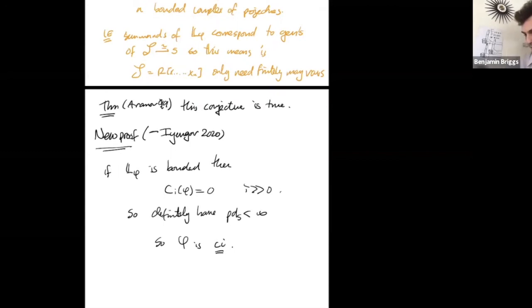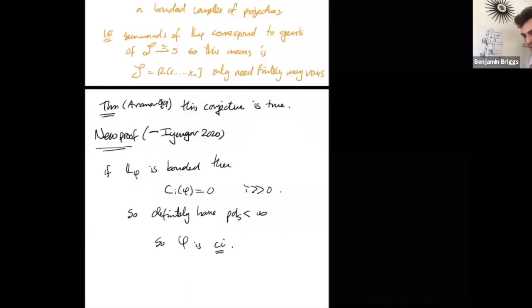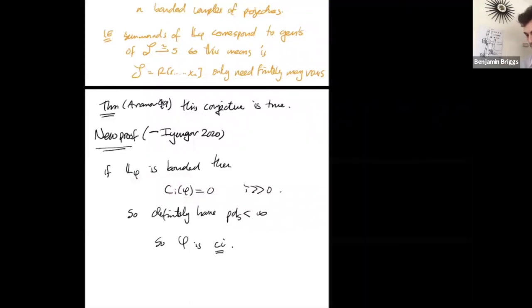So this gives us that this hypothesis that the cotangent complex is bounded gives you that all of these are 0 eventually, but we only needed one of them to have finite projective dimension. So we only partially needed the theorem. But anyway, yeah. So then you get that it's a complete intersection.